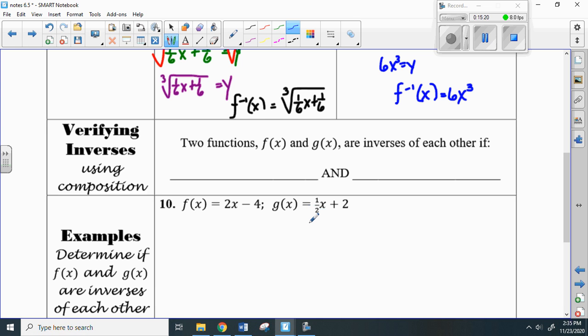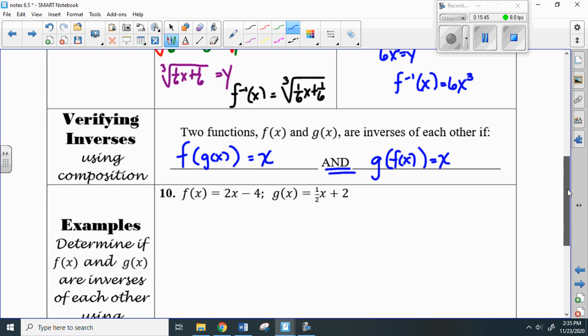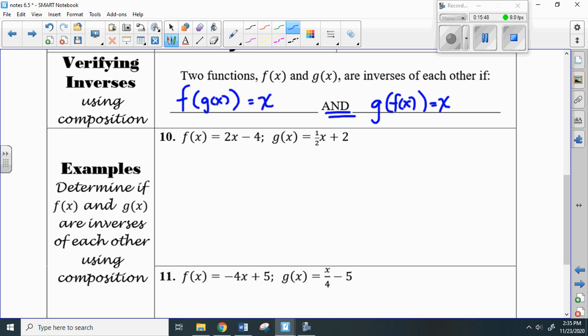To determine if two functions are inverses of each other, so let's call them f of x and g of x, we know they will be inverses of each other if f of g of x equals x and g of f of x equals x. So that means we have to compose our two functions. That's what we learned in our last section, 6.4. You have to compose the two functions together, and you have to get x both times to prove that these things are inverses of each other.